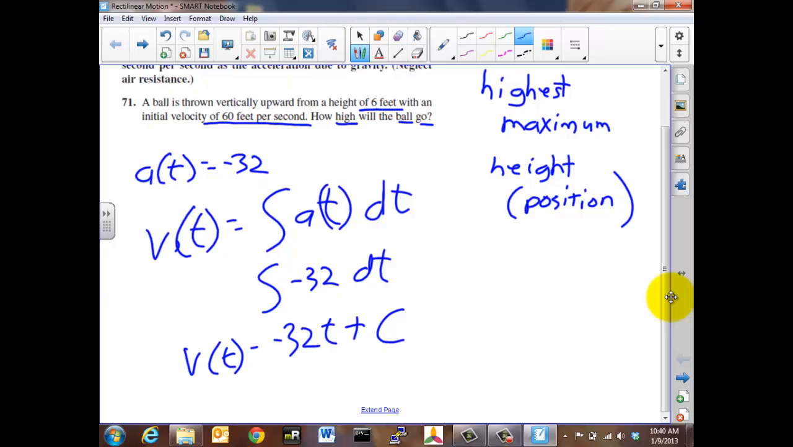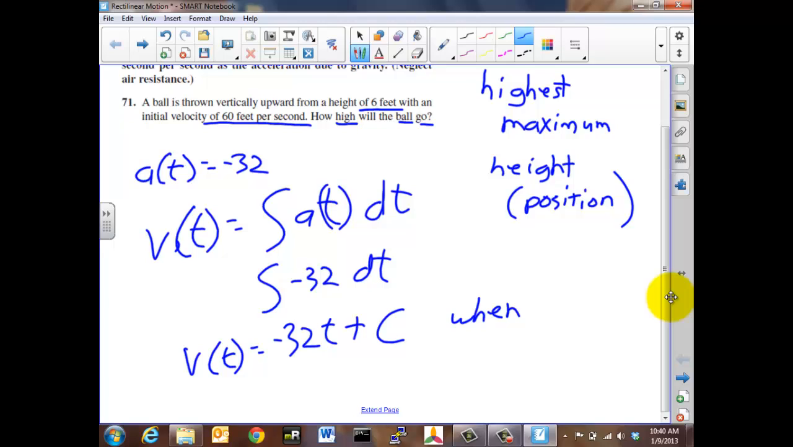What does that c mean? It's a constant. Do we need to know what that c is in this case or not? Yes. Why? Because we're asking something exact. All right, so how are we going to figure out what that c is? Find the particular solution. And how do we do that? Initial velocity, we're given the velocity of 60 feet per second. So what does that mean? Plug in 60 for what?